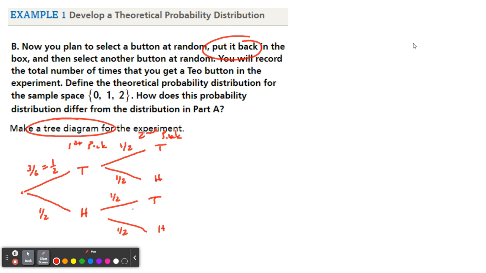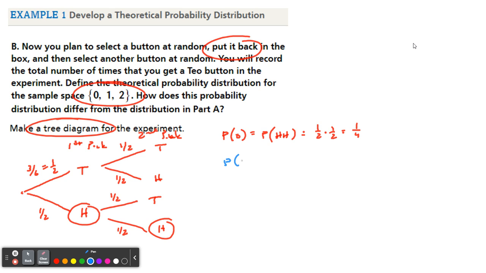Okay, and now we're looking for what our outcomes are, right? So 0 Teos, 1 Teo, or 2 Teos. So the probability of getting a 0 would be getting no Teos, which would be getting a Henry and a Henry. And that is this branch right here, Henry and Henry. You would just multiply 1/2 times 1/2. And that's 1/4.